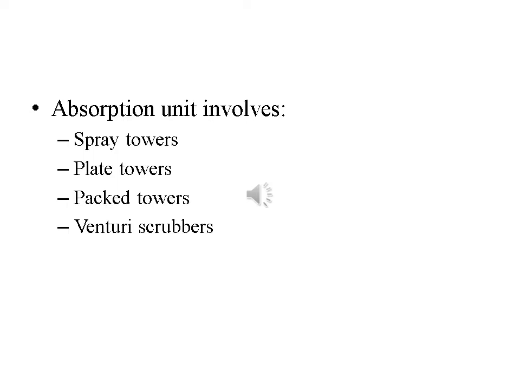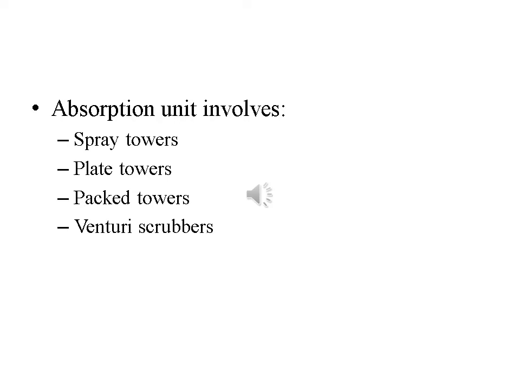Absorption units include spray towers, plate towers, packed towers and Venturi scrubbers. The spray tower and Venturi scrubbers we can use for removing particulate matter as well as gaseous pollutants. The problem is that Venturi scrubbers are generally less effective in removing gaseous pollutants than towers. But towers have a problem: towers get frequently clogged by particulate matter. Clogging means accumulation of particulate matter on the surface of the tower.